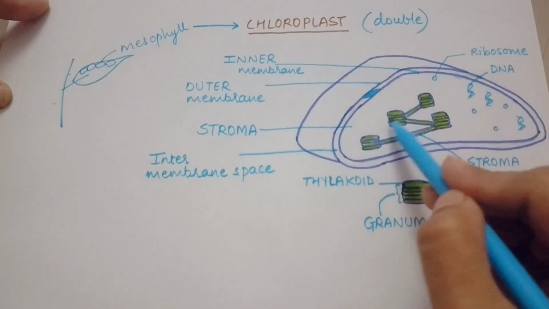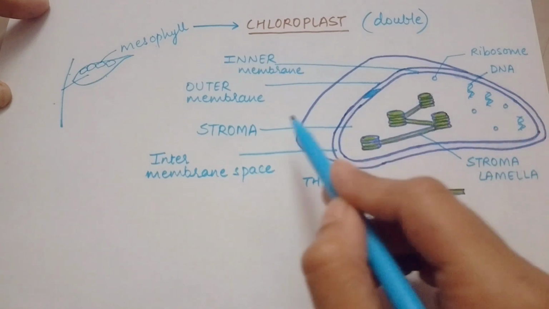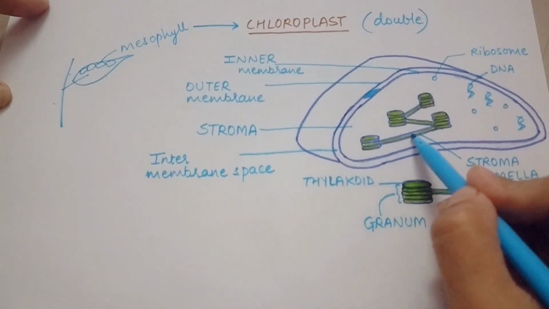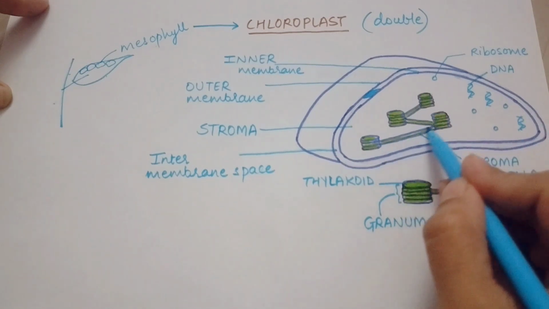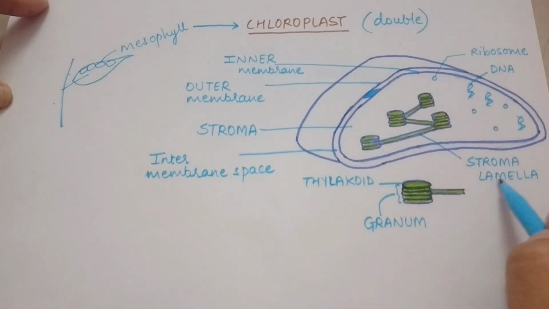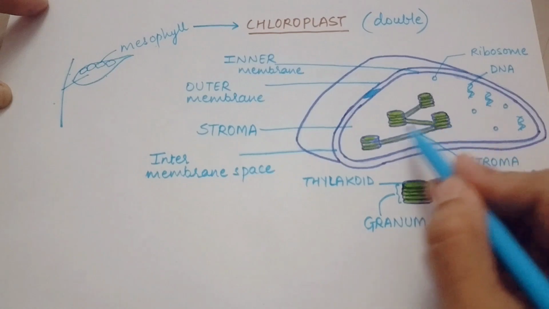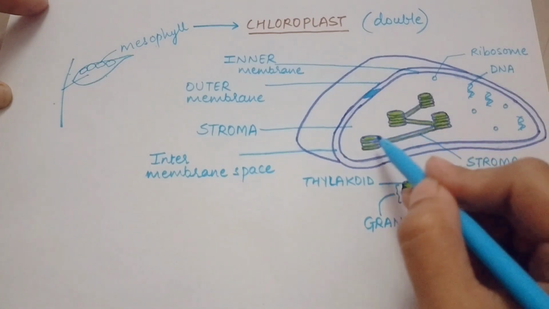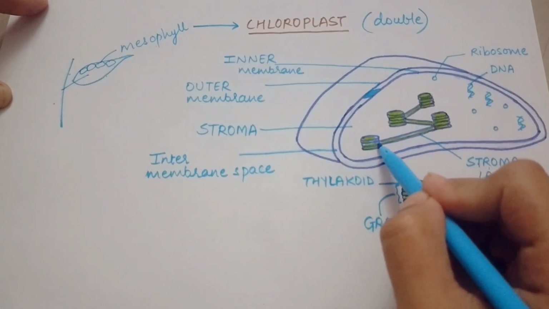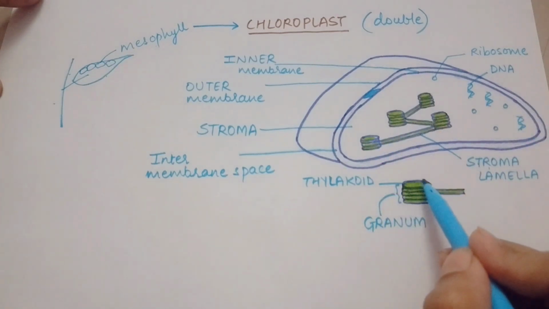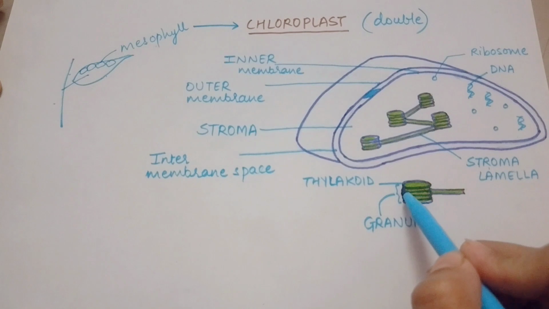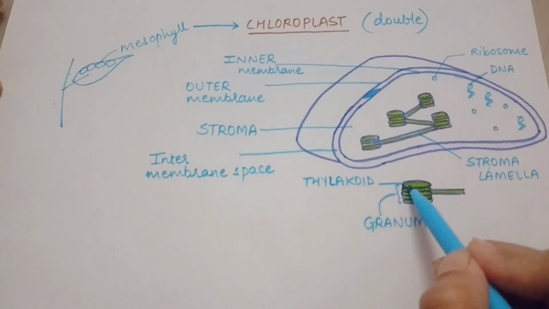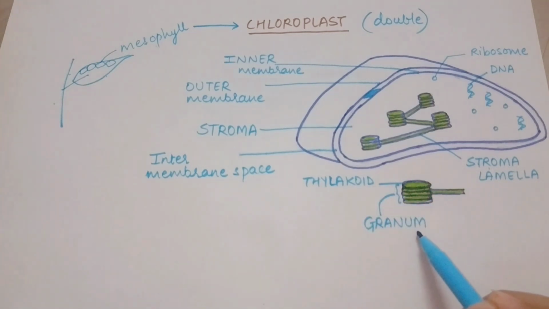Inside all this part, this is the matrix, which is stroma. Now these green structures which you see over here, this attaching part is the stroma lamellae. Lamellae, it is attaching two structures. Okay, stroma lamellae, this part. And this part which you see over here, this part which I have drawn here, this one sac, it is thylakoid, and the complete structure is granum.